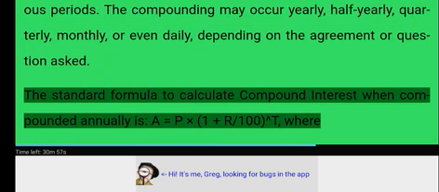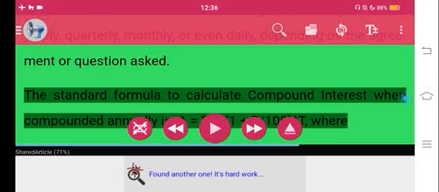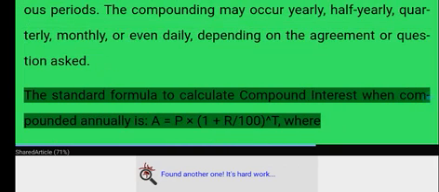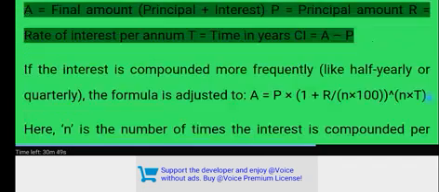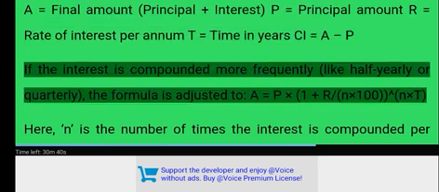The standard formula to calculate compound interest when compounded annually is A equals P times (1 plus R/100) to the power T, where A equals final amount, principal plus interest, P equals principal amount, R equals rate of interest per annum, T equals time in years, and CI equals A minus P.